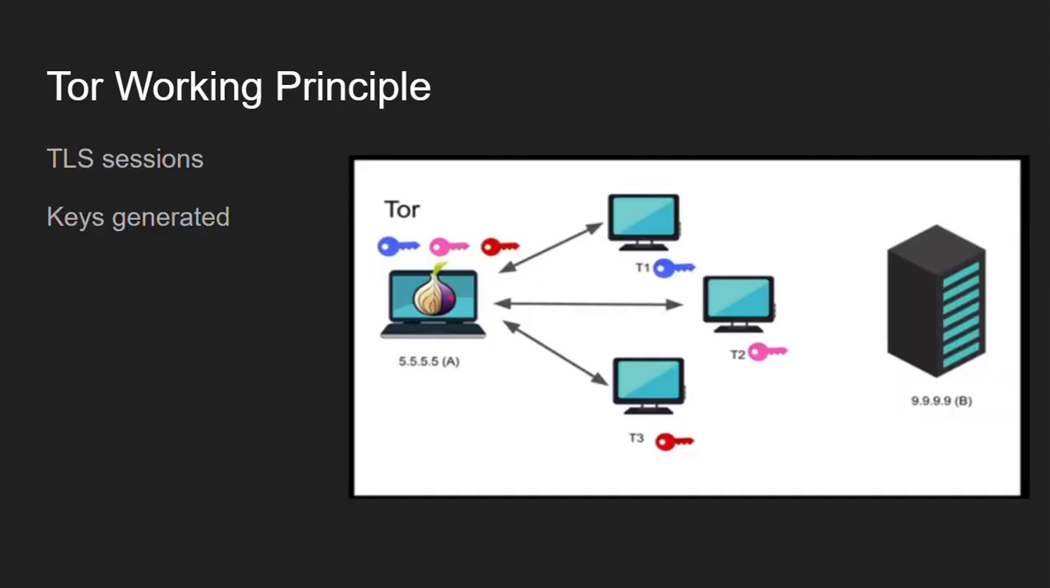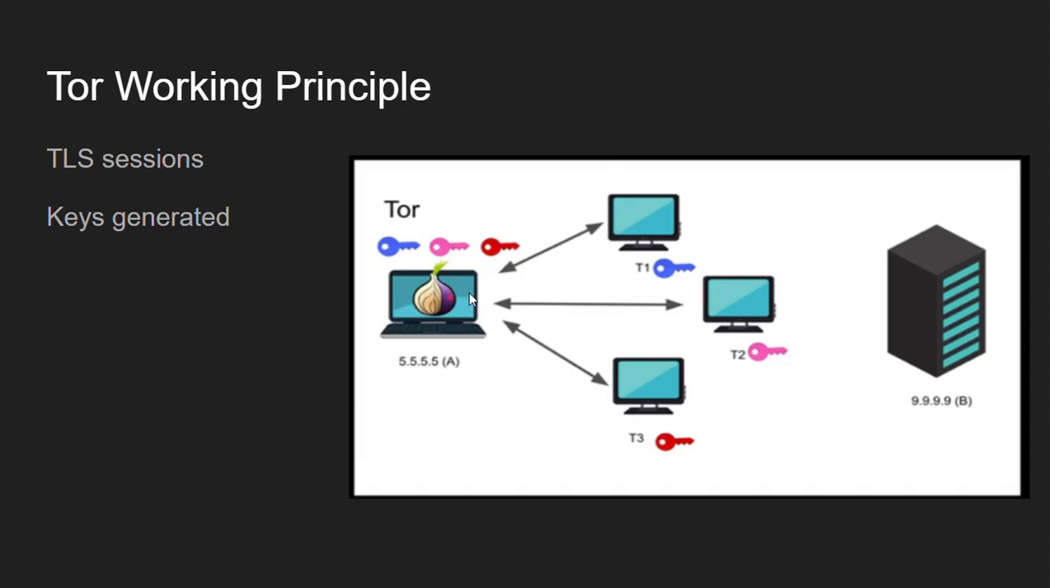Now, after the circuit has been decided and the nodes have been decided, the client computer will have TLS sessions with each of the three selected relay nodes. TLS is Transport Layer Security, which we have already studied. As a result of these TLS sessions, a symmetric encryption key is generated, which will only be known to the client and the specific relay node.